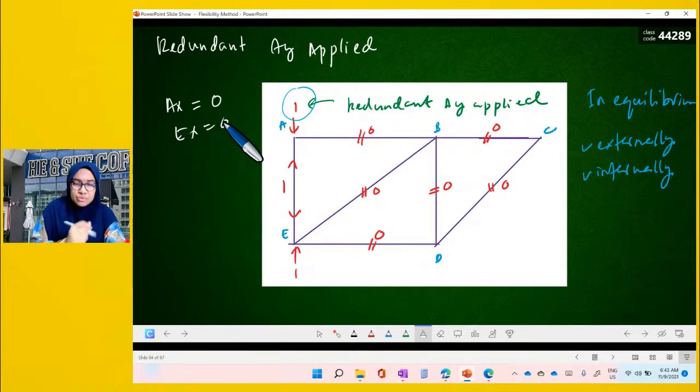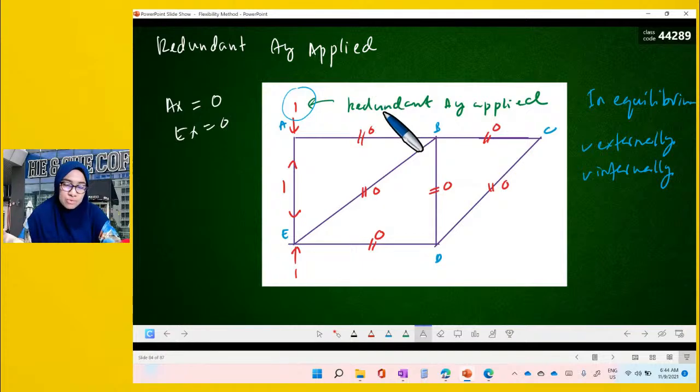EX is also equivalent to 0, because in this diagram there are no horizontal forces in the system to be balanced. So if we calculate, we also get 0. By looking at the diagram, we find that there will be no value for AX and EX, because there is no horizontal force in this truss. That is why AX is 0 and EX is also 0. So what we have is only vertical reaction.